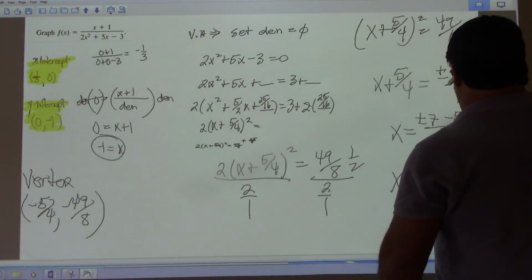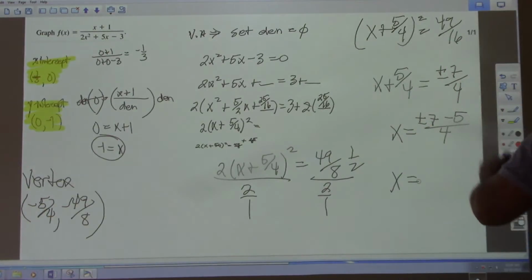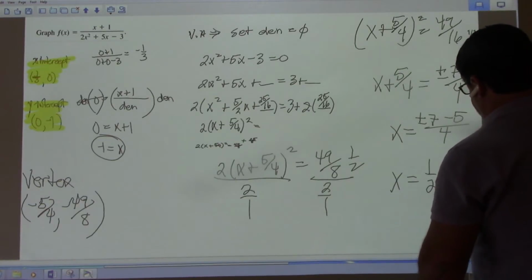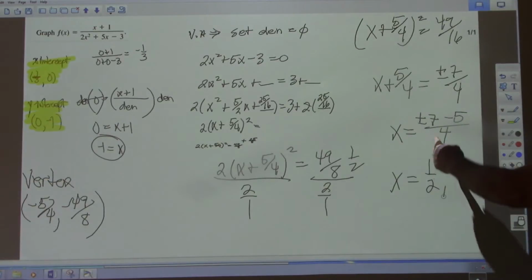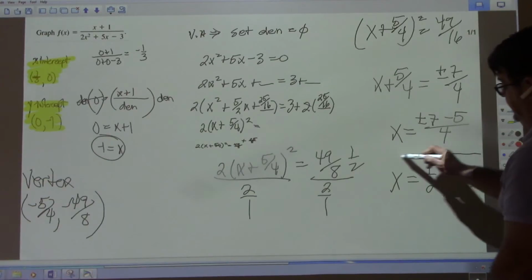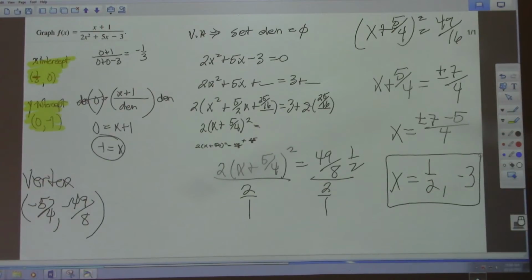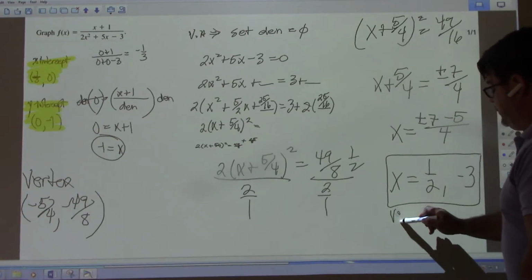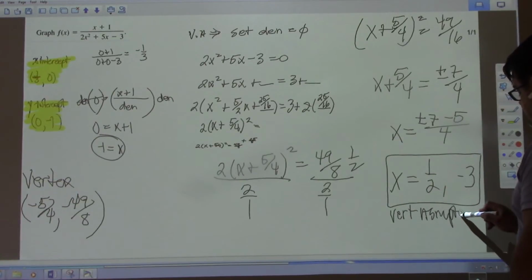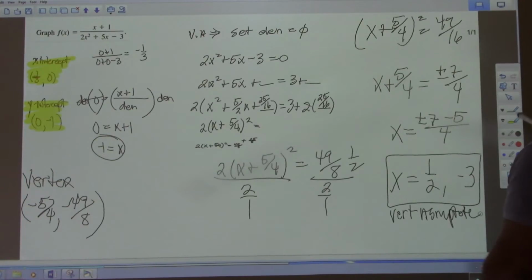Equals, what's 7 minus 5? 2 over 4, 1/2. And negative 7 minus 5 over 4? And there's your 2 what? Vertical asymptotes. Is it PE or TE? I always get that messed up.